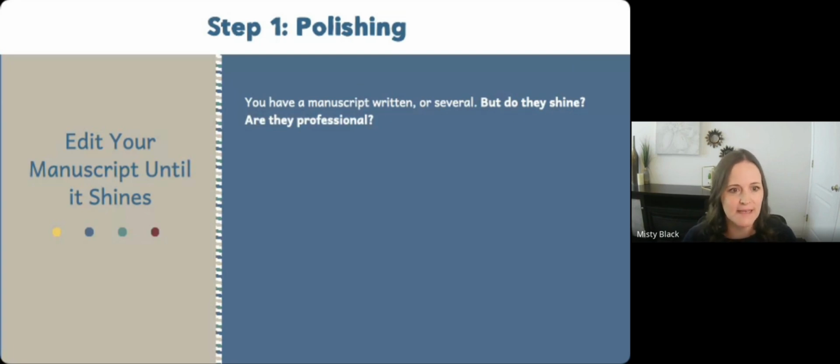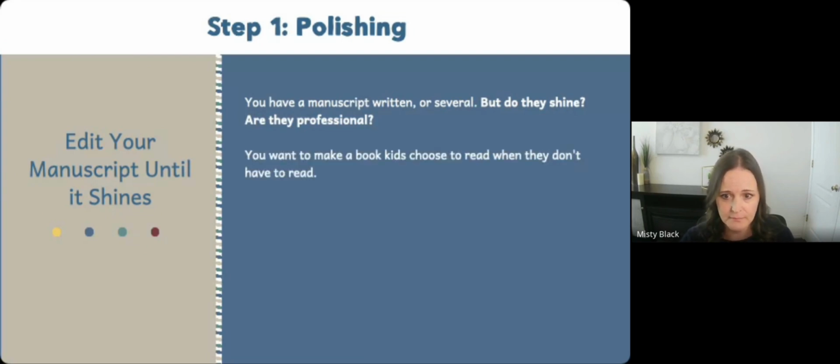And books tend to sell other books. If a reader reads a book you've written and they like it, they'll look at your name and look at other books that you have. If you have a subpar book or a book they're not going to want to read again, they're not going to look up your other books. You want to make a book kids choose to read when they don't have to read, and editing can help you do that.